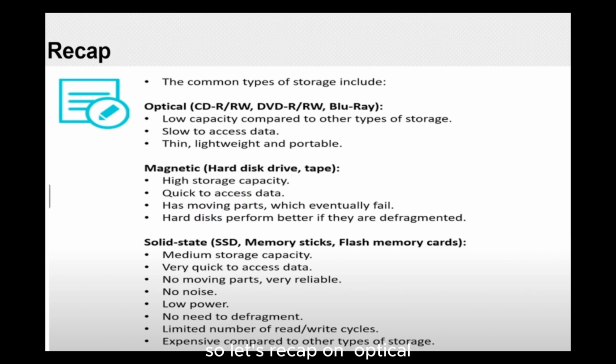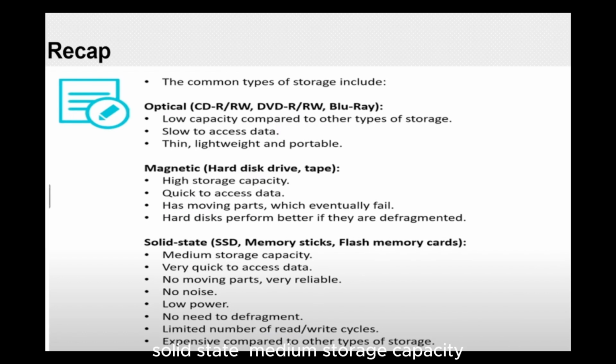So let's recap on optical, magnetic, and solid state. Optical is low capacity, they are slow to access, they are thin, lightweight, and portable. Magnetic hard disk drives are high storage capacity, quick to access data, has moving parts, which will eventually fail. Hard disks perform better if they are defragmented. Now, you might say, what do we mean by defragment? We will look at that in one of our later videos.